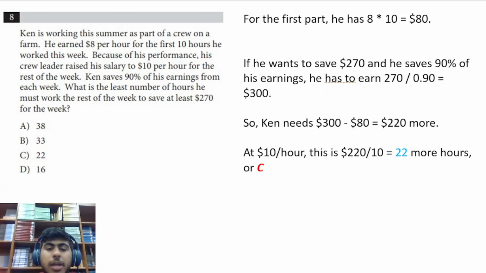He has $8 an hour for the first 10 hours. That's $80. Now, we're told that he wants to save $270, and since he saves 90% of his earnings, we divide 270 by 0.9 to get $300 that he needs to earn, and that way he'll save $270. So he already has $80, so he only needs $220 more. And since he's working at $10 per hour after his raise, he needs 22 more hours, or answer choice C.